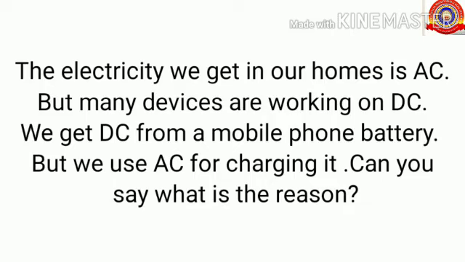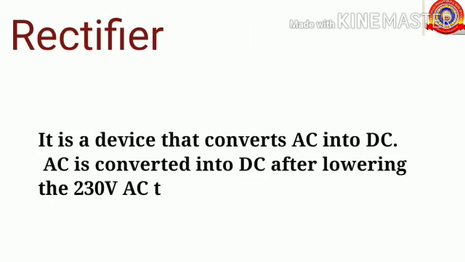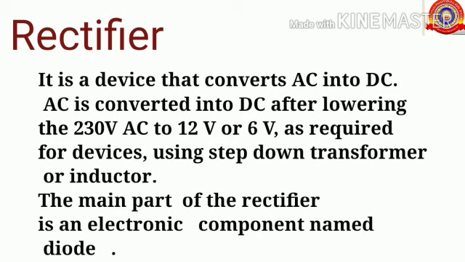The electricity we get in our homes is AC, but many devices are working on DC, and we get DC from a mobile phone battery, but we use AC for charging it. So can you say what is the reason for this? Most of the devices that work only on DC work by converting AC into DC. Mobile charger is a device that converts AC into DC. And the device which converts AC into DC is rectifier.